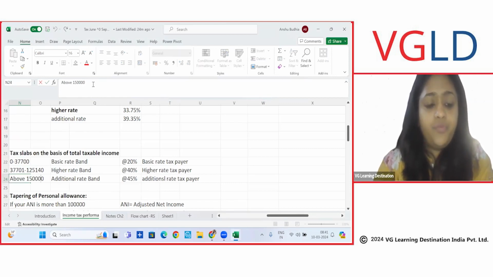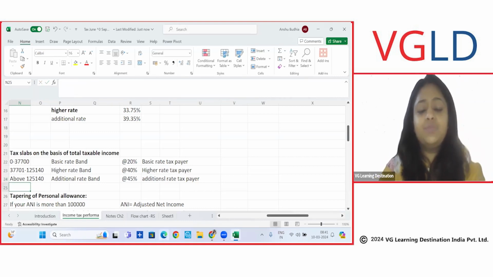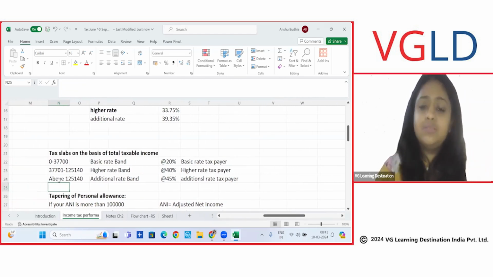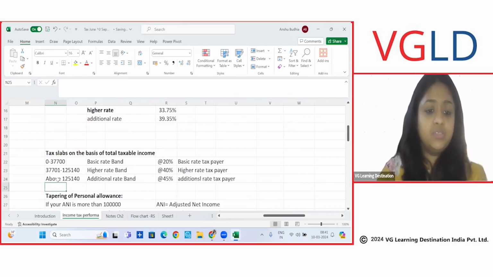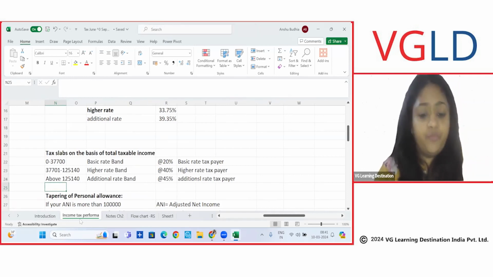Okay, and above 125,140, the rate band will start. This is a change from the current year only, so it just got missed by me. Anyways, I know you all have done the correct calculations. Now instead of taking till 150,000, we will take till 125,140.